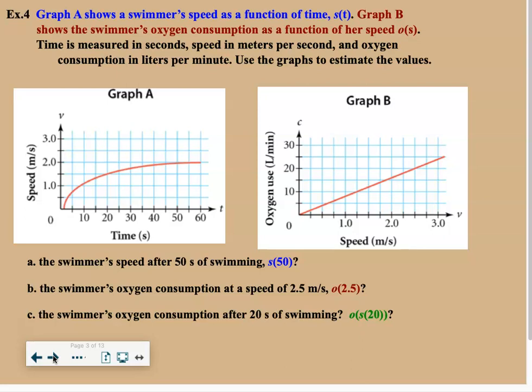And then the last one, what is the swimmer's oxygen consumption after 20 seconds? So now you've got to somehow relate time to oxygen consumption. So take a minute in your groups to discuss all three, see if you can get an answer.